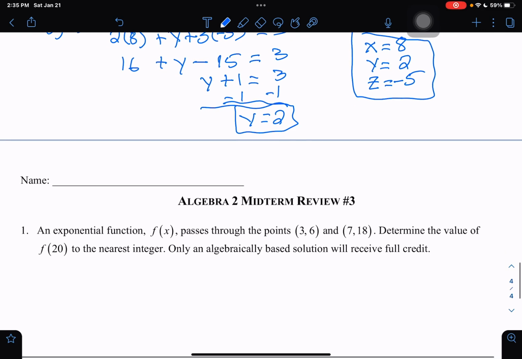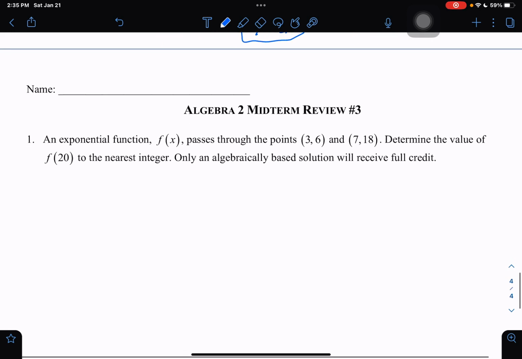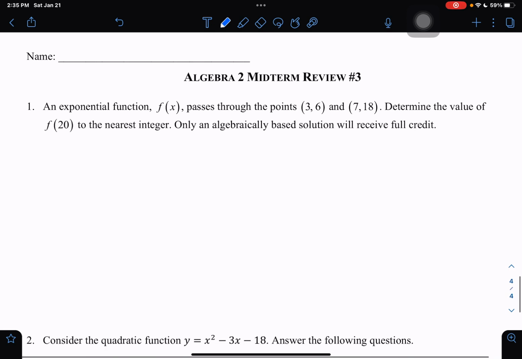All right, so this is the third review I handed out. That was the one paper. I think third period, you got it stapled, and 8th period, you had it as an extra sheet. So we're back to this original function, and I changed this. I said to the nearest hundredth. Really, this should be to the nearest hundredth.